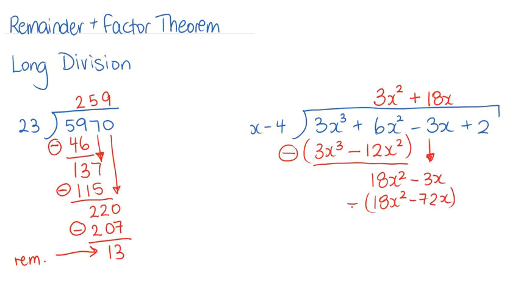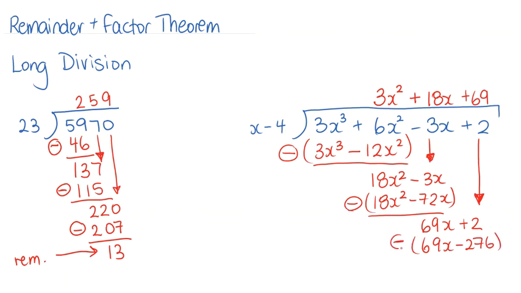And again, we're subtracting. The x squared terms are going to disappear, and we are going to be left with 69x. Following the same procedure, bring down the next term. And then what do we have to multiply x by to get rid of this? Well, 69. So then we have 69x minus 276. Subtract those. The x terms disappear, and we're left with 278, which is our remainder.